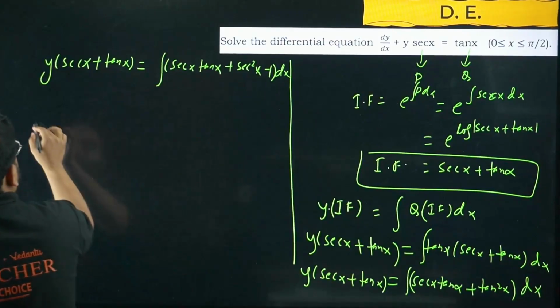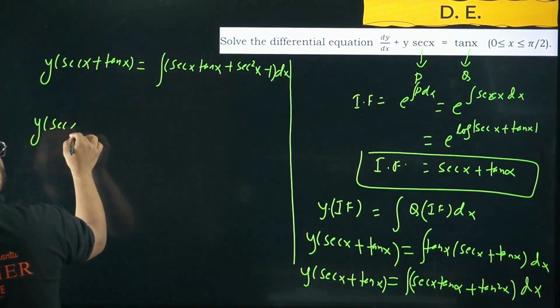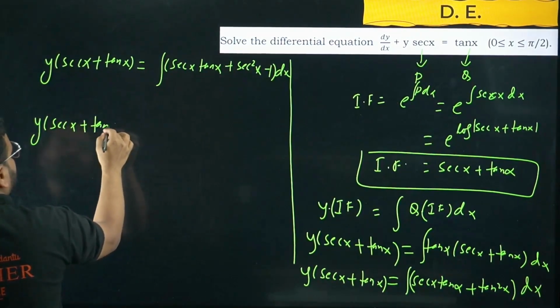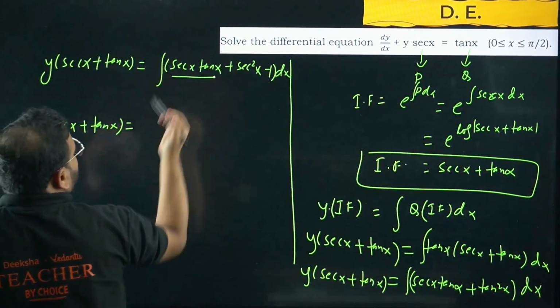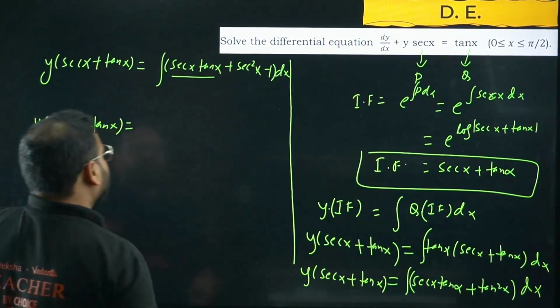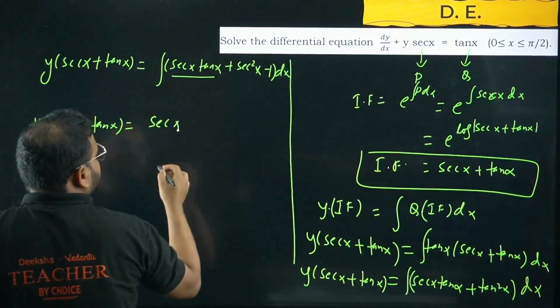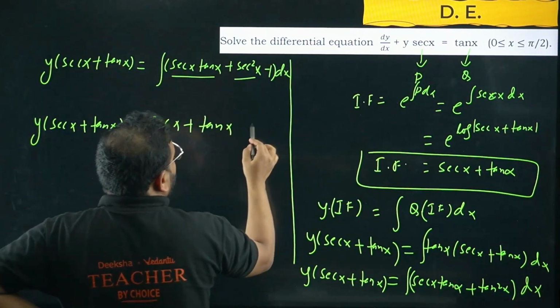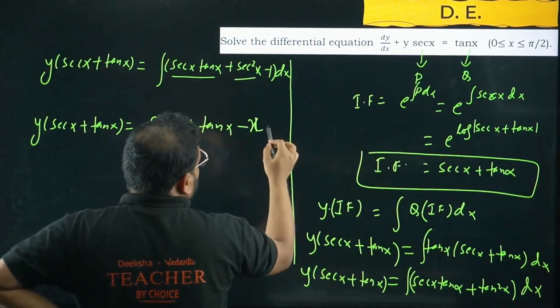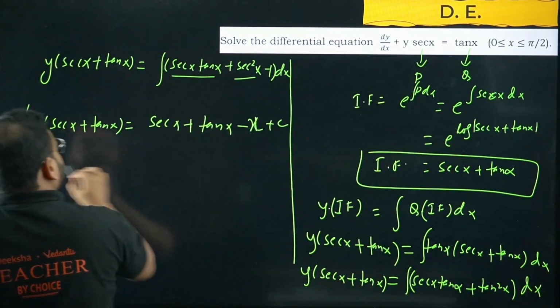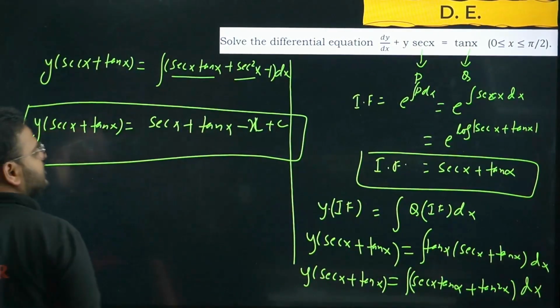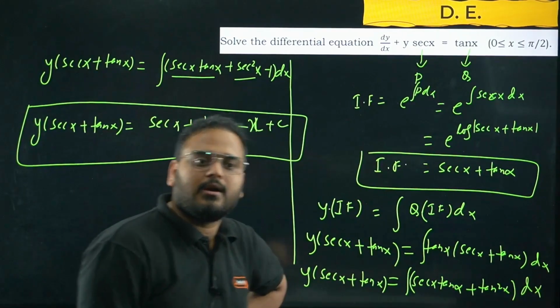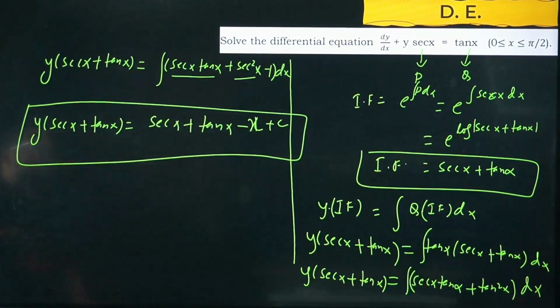Now this is simple integration. We get here y sec x plus tan x equals the integration of sec x tan x, which is going to be simply sec x. This will become simply tan x, and this will be minus x. Of course there will be a plus c. This is the final answer. Please check. This is the final answer. Done. Have a look. This is clear.